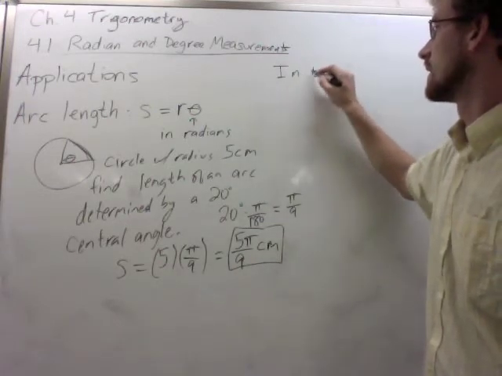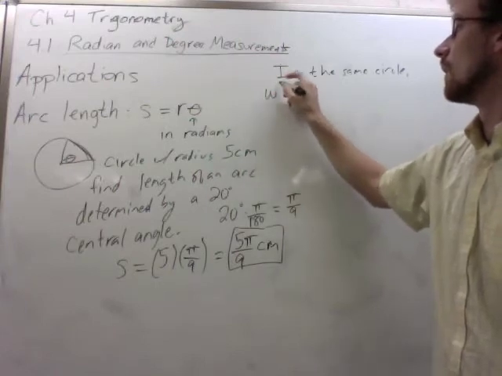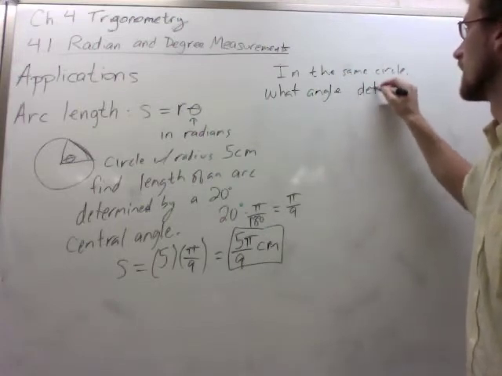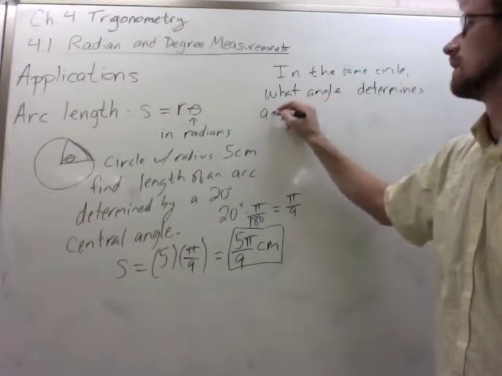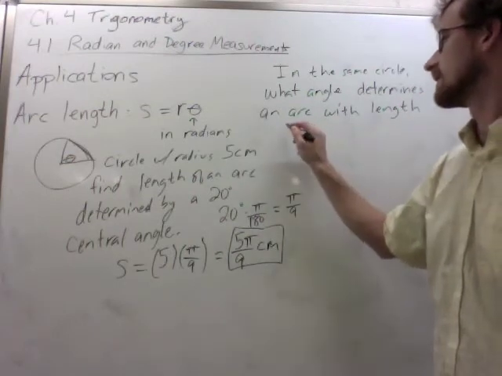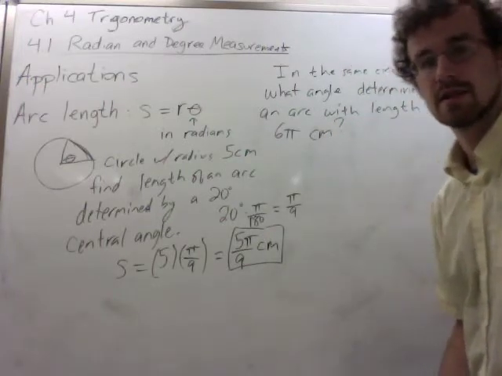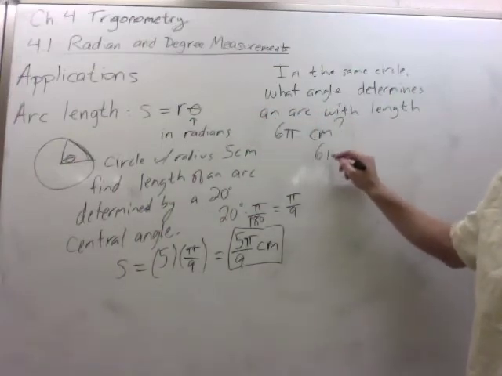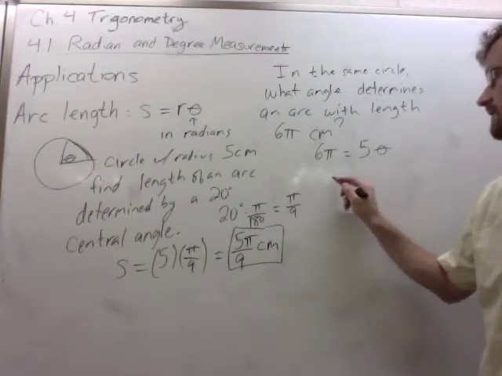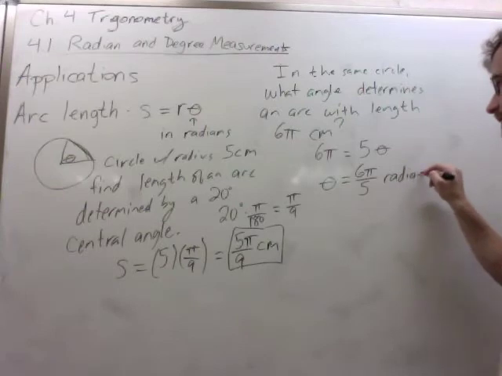We could go the other way. In the same circle, what angle determines an arc with length 6 pi centimeters? Well, that's just going the other direction. S is our arc length, so we plug in 6 pi for S. We know our radius is 5 centimeters, and we don't know what theta is, but our theta then is 6 pi over 5 radians.